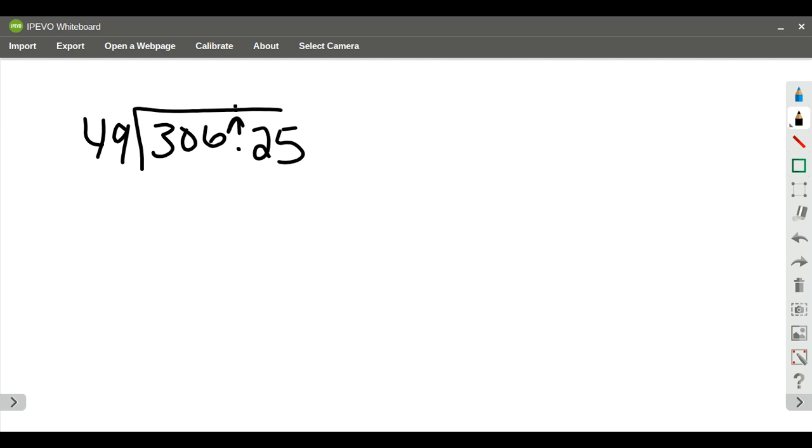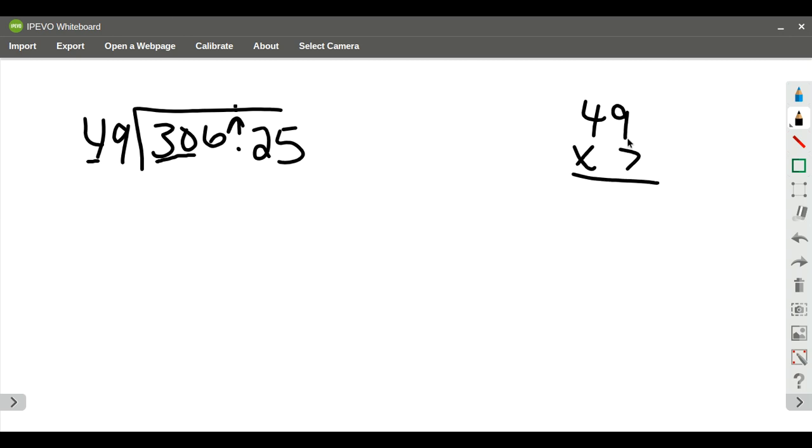So I'm going to look at how many times 49 goes into 30. 49 does not go into 30. So I have to look at how many times 49 is going to go into 306. So I'm going to start by looking at my first digit, and then I'm going to look at the first two digits here. 4 is going to go into 30 about 7 times. So I'm going to try 49 times 7 and see what I get.